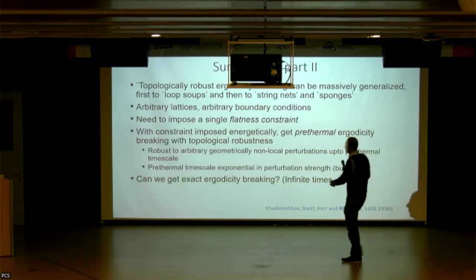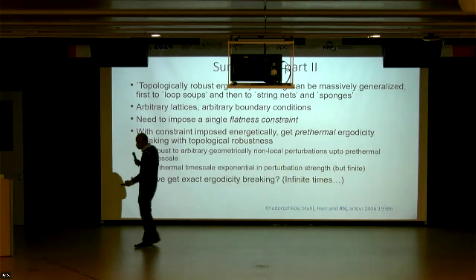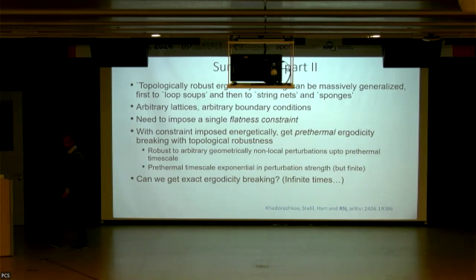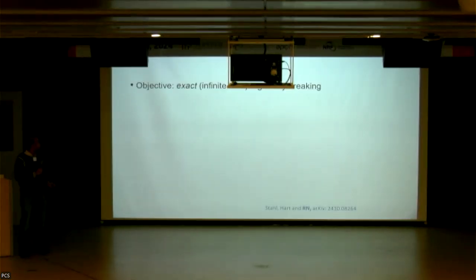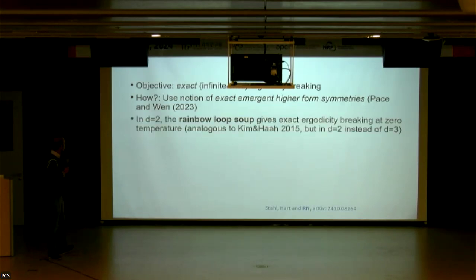Okay, so far, with pre-thermal bounds, you get exponentially long timescales. Can you get timescales which are truly infinite instead of merely exponentially long? That's what the last part of my talk will be about. Our objective is to get truly infinite timescales, and we believe that maybe the way to do this is to use this notion of exact emergent higher form symmetries from Pace and Wen. Now, Sal is right here in the audience. I'll show you a model which we call the rainbow loop soup, which we believe in 2 dimensions gives exact, meaning infinite time, ergodicity breaking, only at 0 temperature.